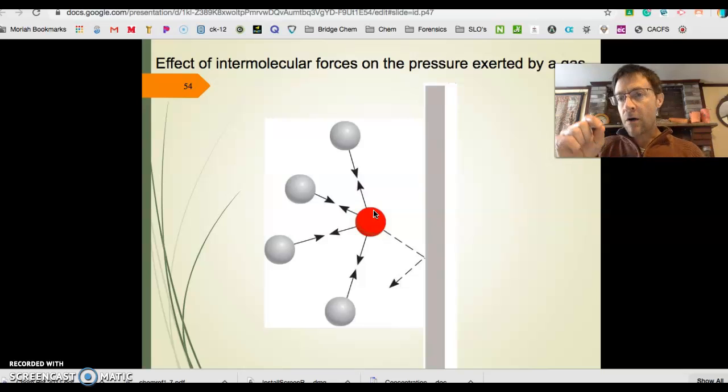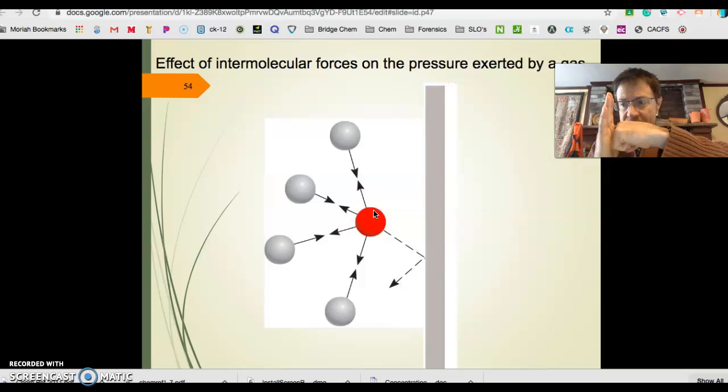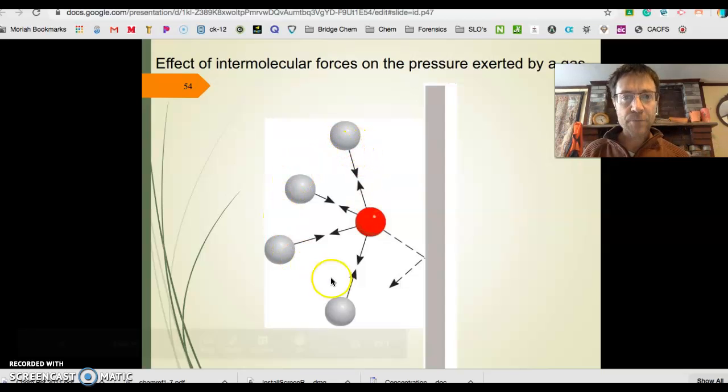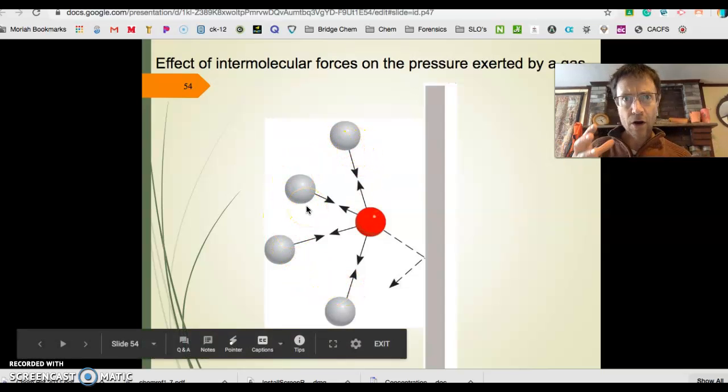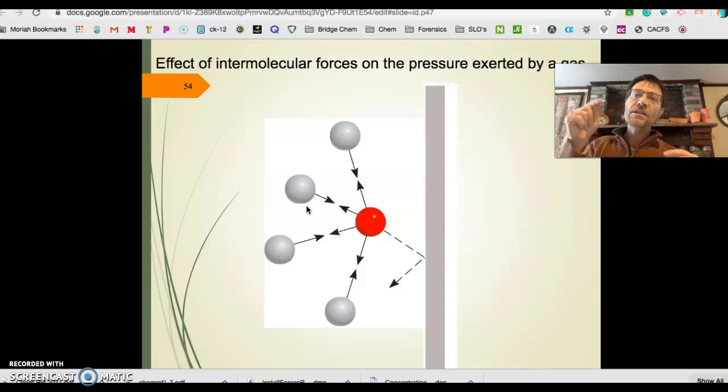But if you can imagine, as it's zinging towards the side of the container, all these other gas particles inside there are pulling that gas particle towards themselves. So the one that's about to hit the wall is sort of being pulled back by all those others inside of it. You know what I mean? It's being pulled back.